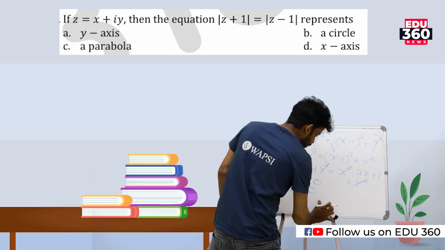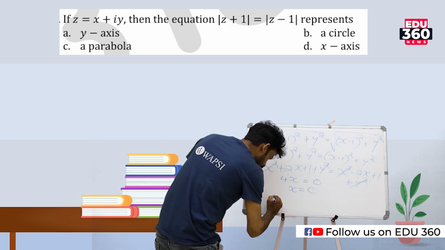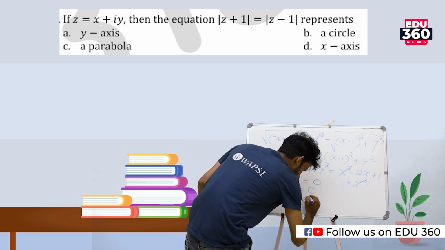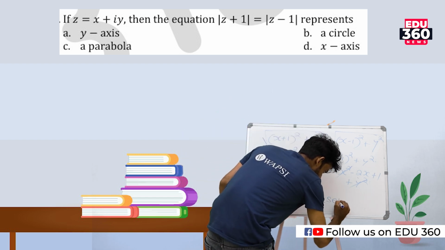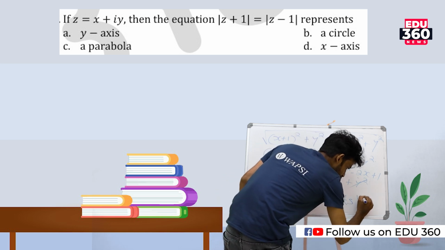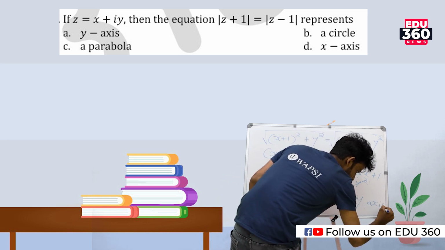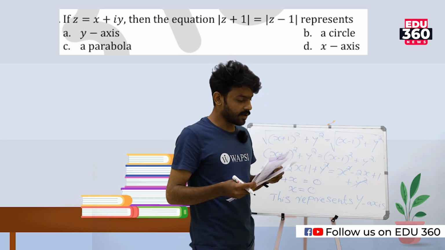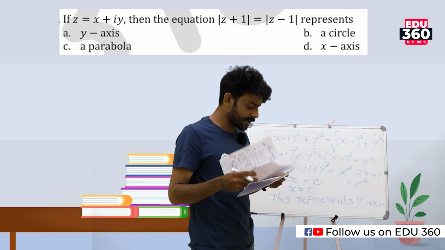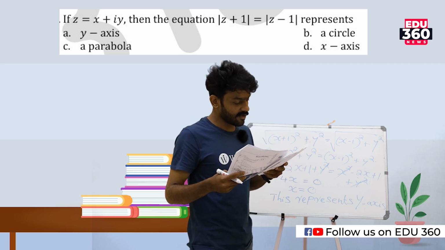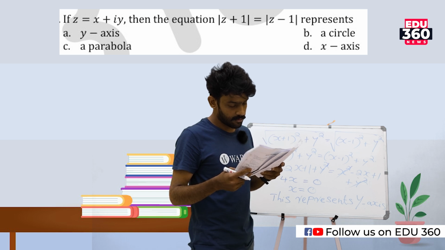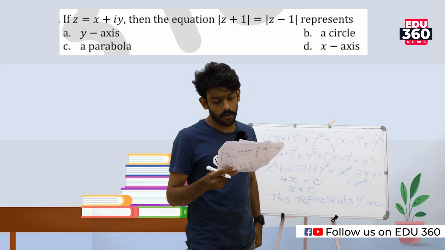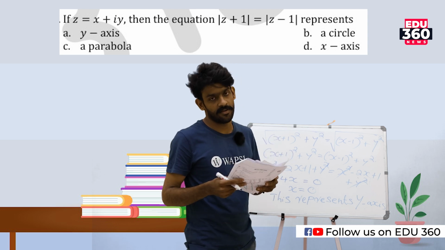So which axis does this represent? x is equal to 0 means this represents the y-axis. So for this question, option A is the correct answer. Option A means y-axis. So modulus of z plus 1 equal to modulus of z minus 1 represents the y-axis.